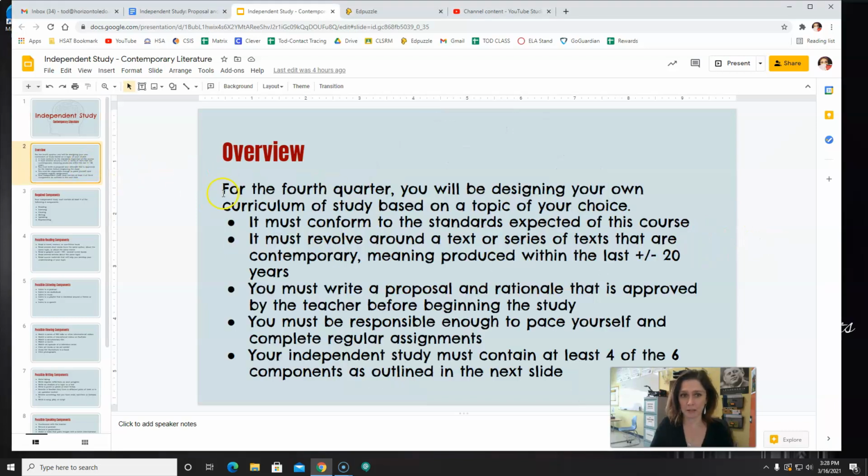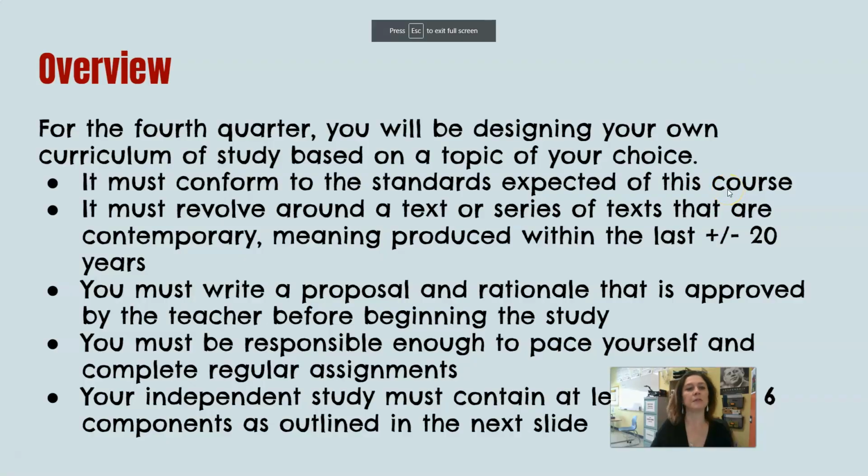Our overview is this. For the fourth quarter, you will be designing your own curriculum of study based on a topic of your choice. It must conform to the standards expected of this course. Okay, so for example, this is a literature course. This is a course in contemporary literature. So somehow it has to cover literature that has been written or created within the last plus or minus 20 years, maybe a little more. Okay?